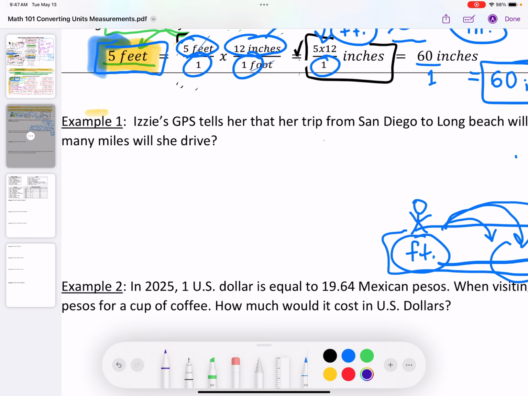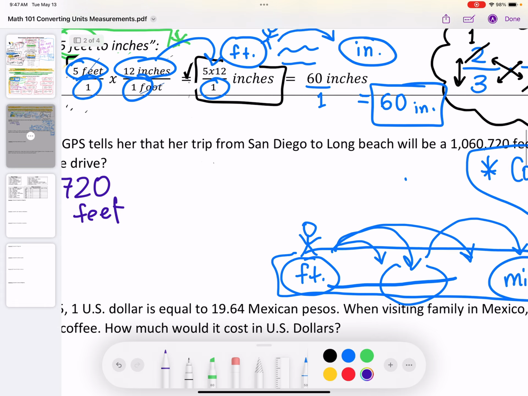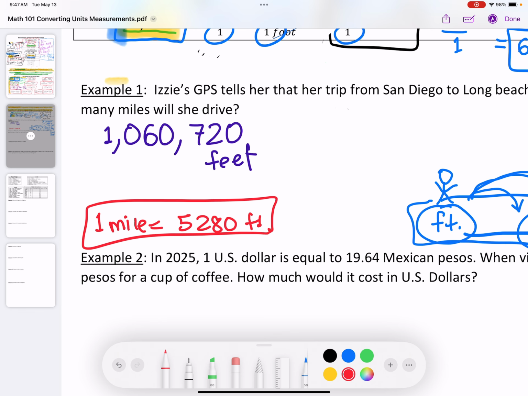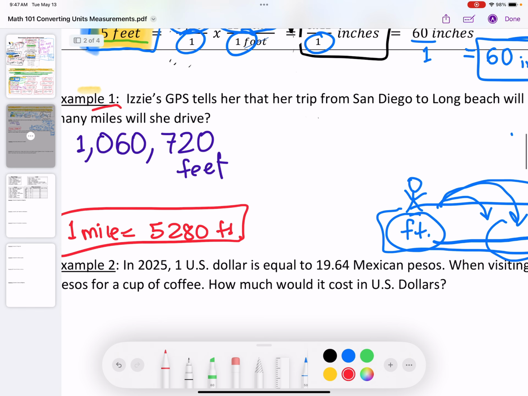So, what did we start with again? 1,060,720, I think? And what is that in feet? Let me just scroll over, make sure that's actually right. Oh my gosh, I can't believe I actually remembered that. But now we know that 1 mile is 5,280 feet. So that's the conversion I want, because I think they said we want to end in miles. Okay, so that's good. There should only be one conversion.